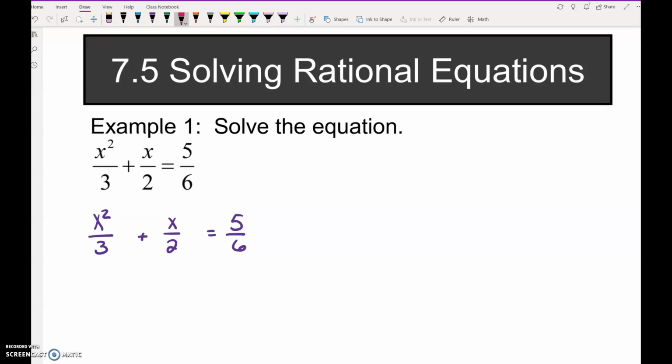All right, if I want to turn this 3 into a 6, I would have to multiply by 2. And if you multiply by 2 on the bottom, you have to also multiply by 2 on the top. If I want to make the second one, the 2, become a 6, I'd have to multiply by 3, which means we have to multiply the top by 3 as well. And then this last one is already 6. So now we have 2x squared over 6 plus 3x over 6 equals 5 over 6.